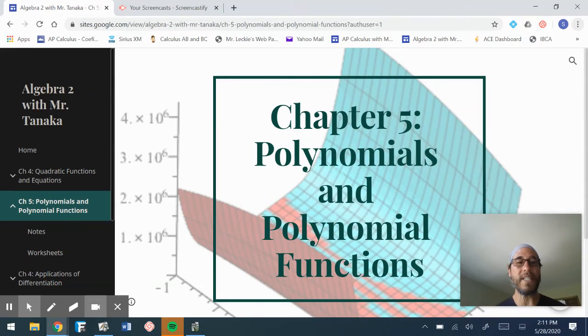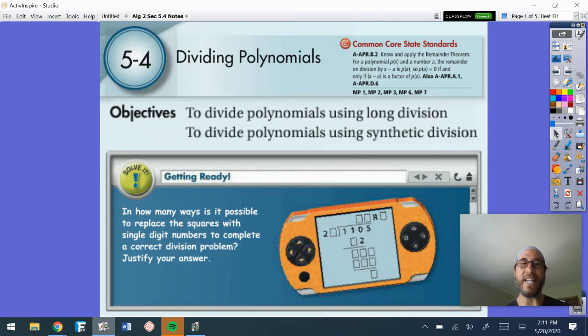Aloha Algebra 2. Today we are starting section 5.4, which is one of my all-time favorites, which is dividing polynomials, right? We've added some of these, we've subtracted some of these, we've multiplied these bad boys, but now we're going to get into what we call dividing polynomials, which really goes into everything we do in terms of finishing up chapter 5, okay?